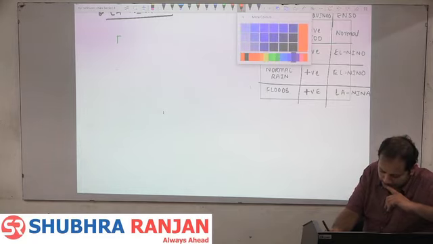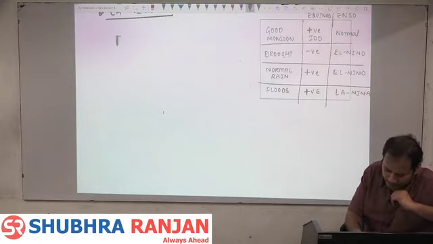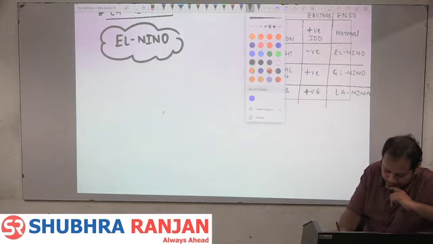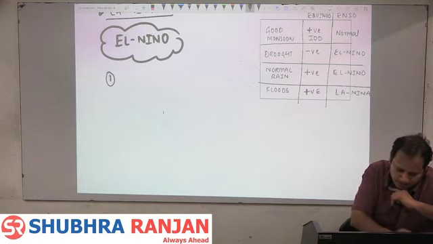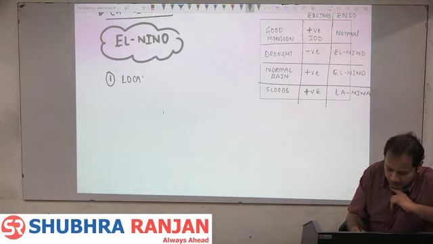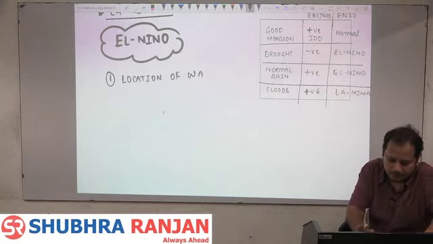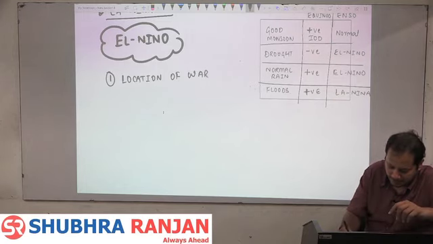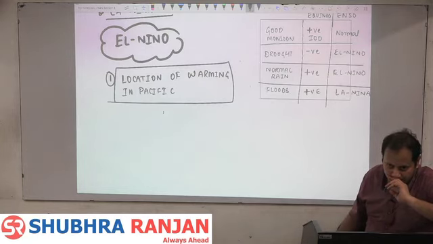Along with the Indian Ocean dipole, there are two other important factors of El Nino. One, location of warming in Pacific.